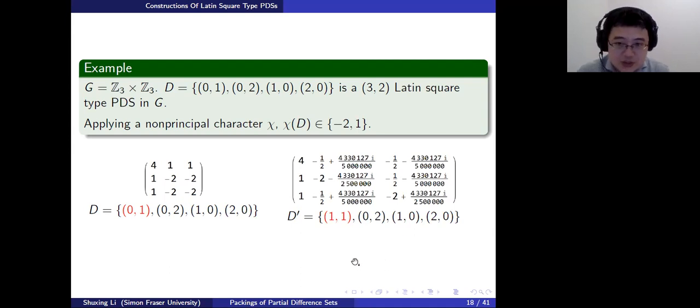Also, if you just choose a subset randomly, you will almost always end up with a character table like the one on the right-hand side, a very messy one involving complex numbers. So the random approach does not work very well for partial difference sets. So we have to have some insight to construct partial difference sets.